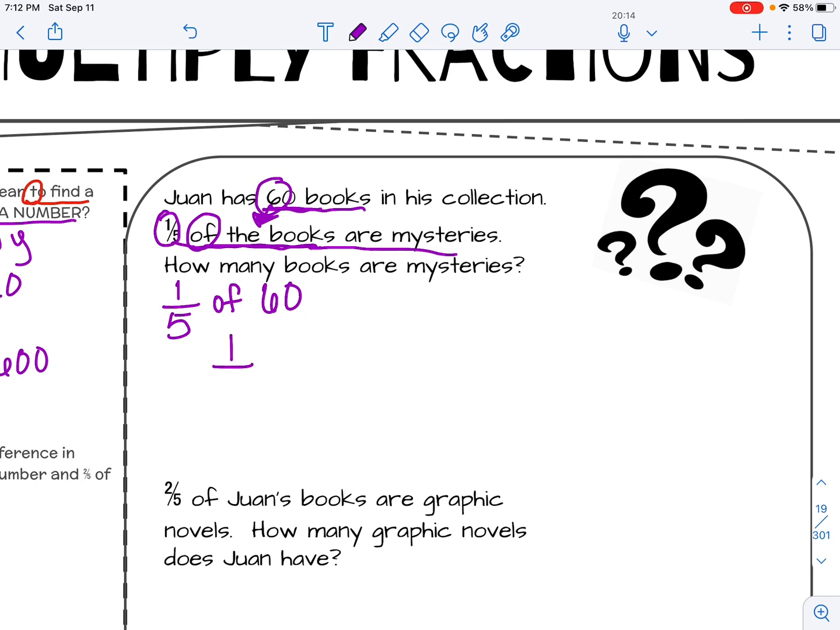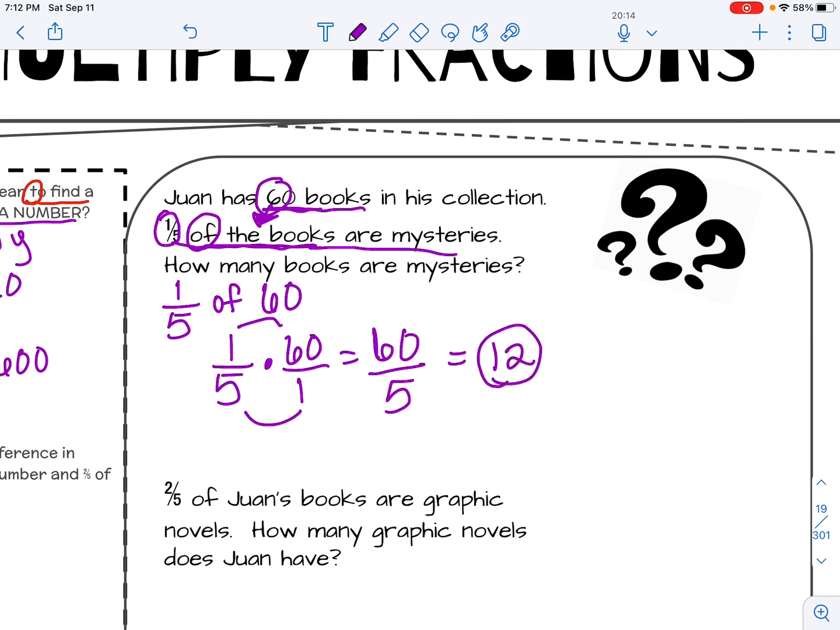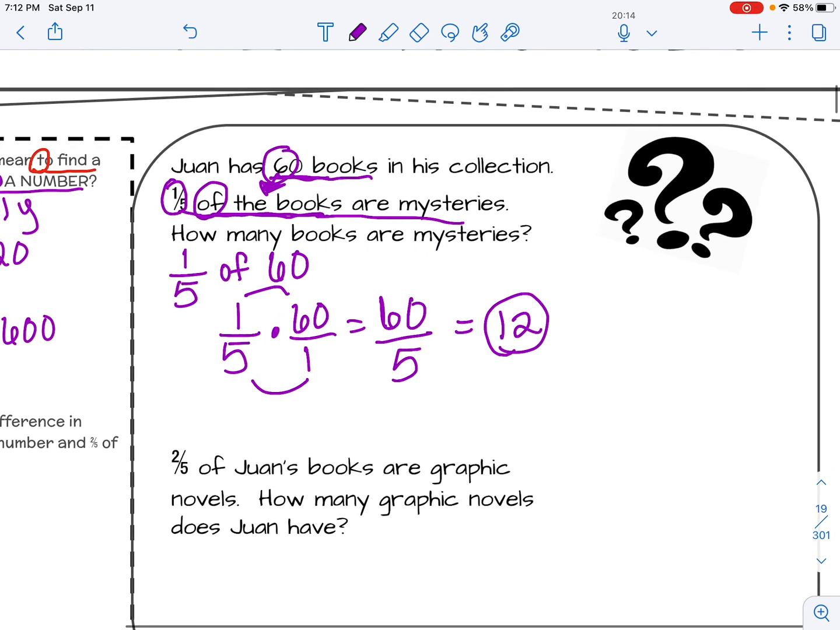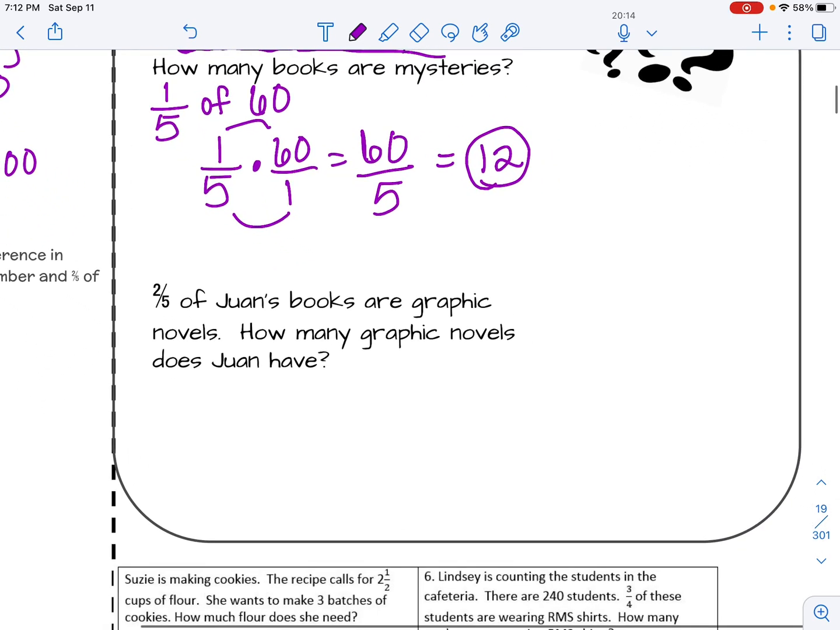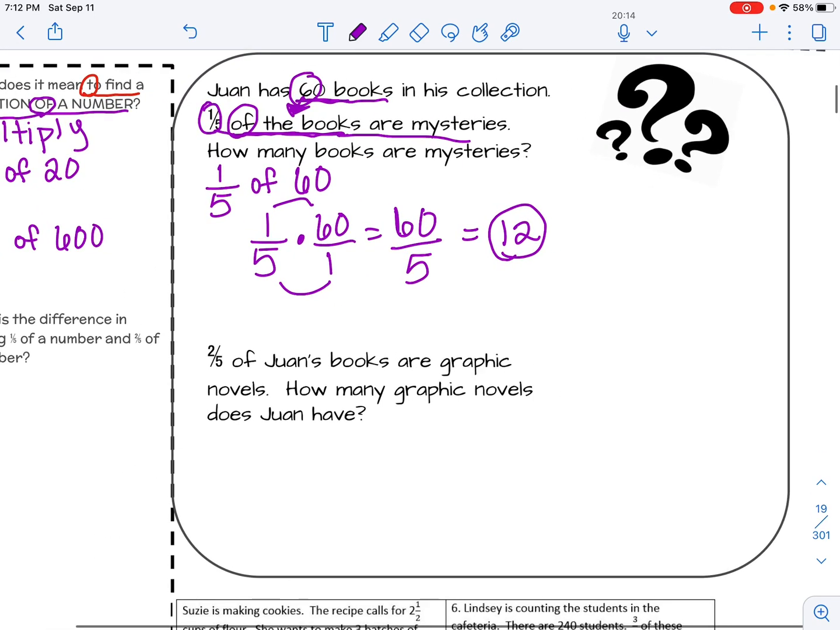So I'm going to have 1/5 times 60 over 1. Good job, because 60 is a whole number. So I'm going to write it as, which equals, 60 divided by 5. So I multiply the 2. So 60 divided by 5 is 12. So 12 of his books are mysteries. Good job, Richland Rams.